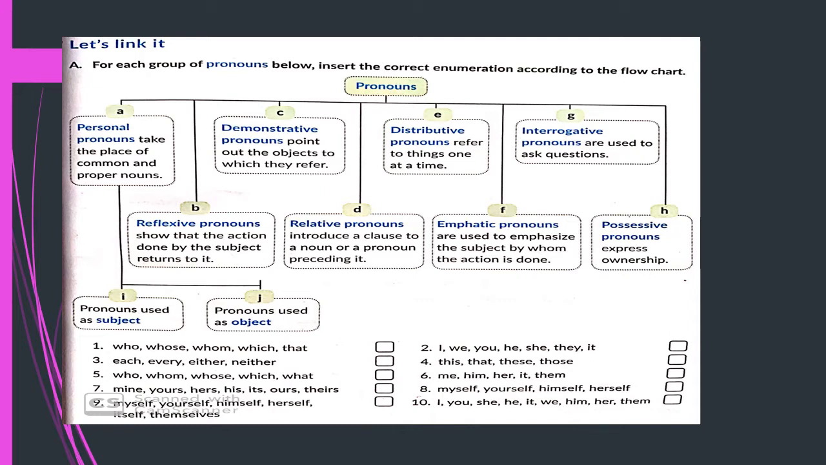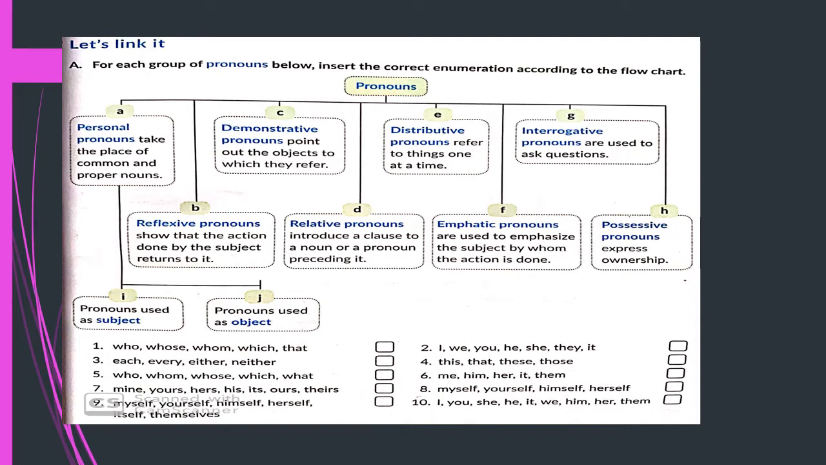In reflexive pronouns, we learned that these pronouns show the action done by the subject and it returns to it. The action done by the subject refers back to the subject itself. Similarly, we have demonstrative pronouns. From the name itself, it is very clear that demonstrative pronouns demonstrate or point out the objects which they are referring to. Relative pronouns introduce a clause to a noun or a pronoun preceding it, meaning before it. Distributive pronouns refer to things one at a time. They pick out the things one at a time.